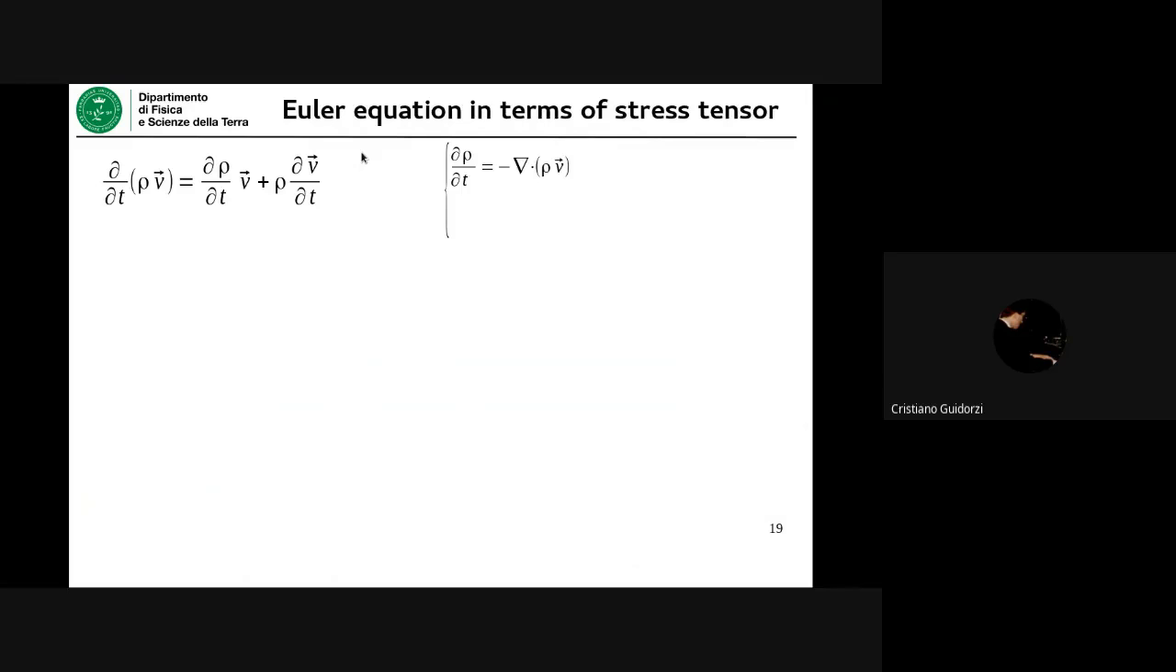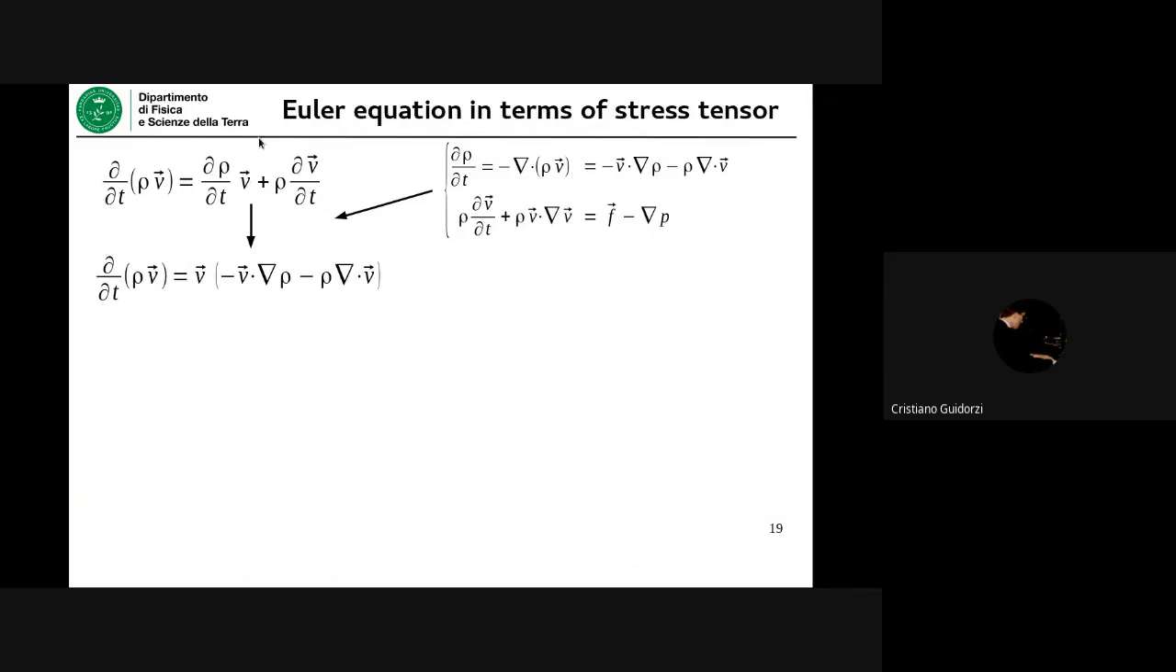Now, let's consider again the continuity equation, so mass conservation. I just bring the divergence term to the other side. Again, you can write this explicitly: this is v scalar gradient of rho minus rho divergence of v. Now let's consider the Euler equation. Again, the Euler equation is something that we already saw, so I'm not going to comment anymore.